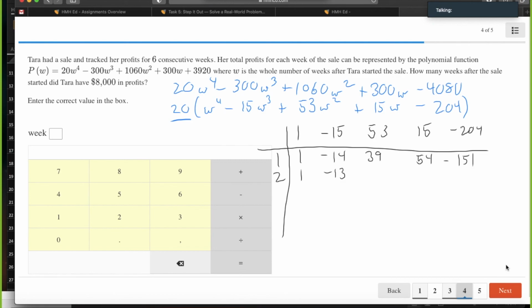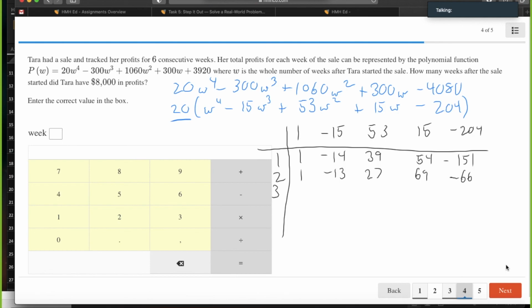Think. So 1 times 2 is 2. Okay, negative 13 times 2, negative 26, plus 53 is 27. 27 times 2 is 54, plus 15 is 69, times 2 minus 204 equals a negative 66.